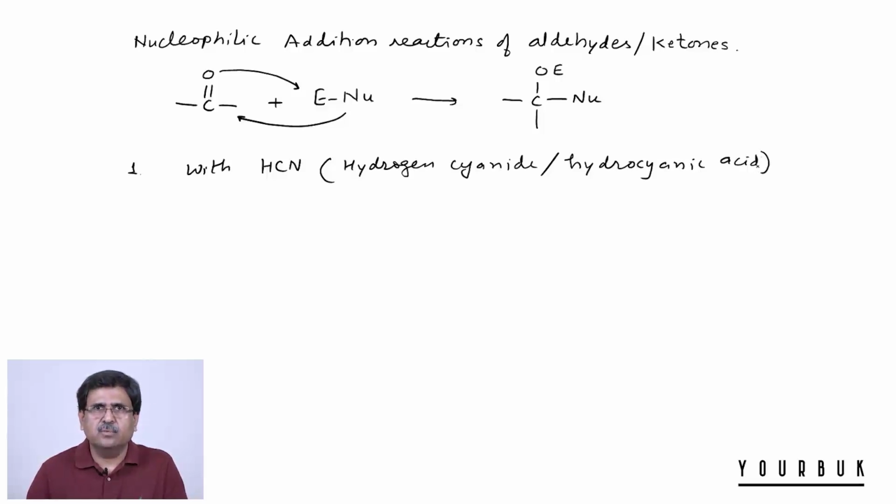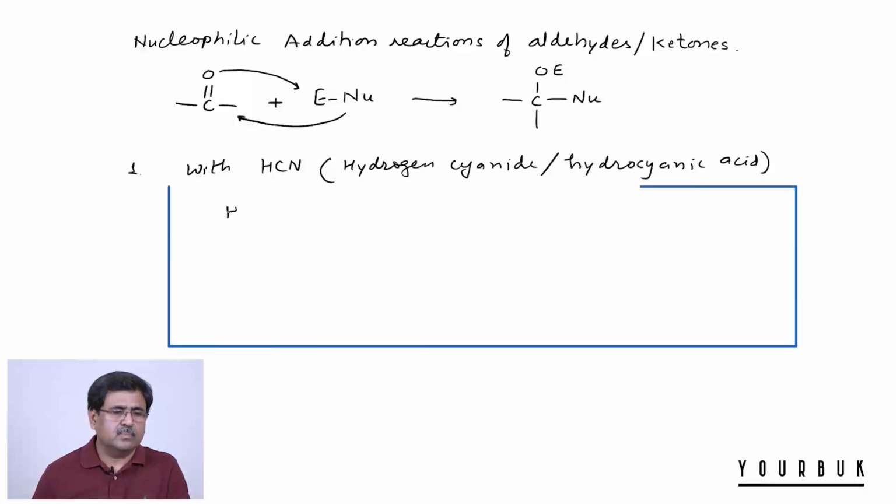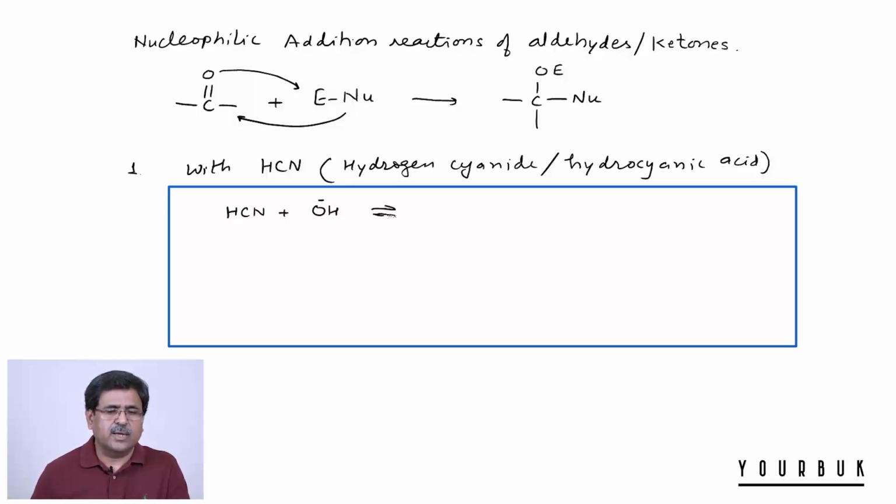Hydrocyanic acid is a very weak acid, so the reaction requires the presence of some strong base as a catalyst. And this strong base helps in the formation of the nucleophile CN-. Now this is OH-, a strong base, so it helps in the formation of the nucleophile CN-. And this CN- then attacks at the carbonyl carbon. Now this is our carbonyl carbon.